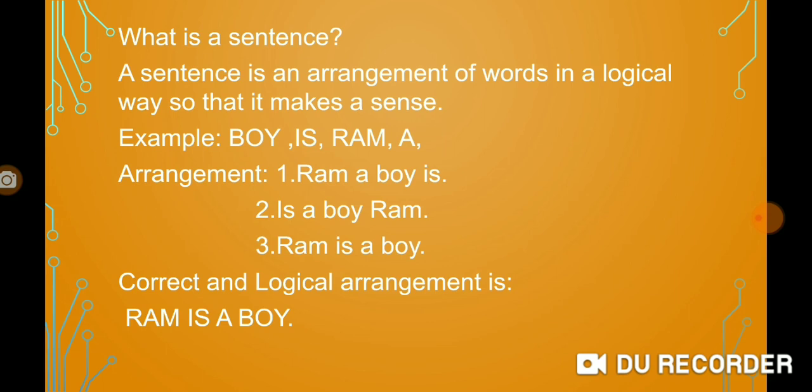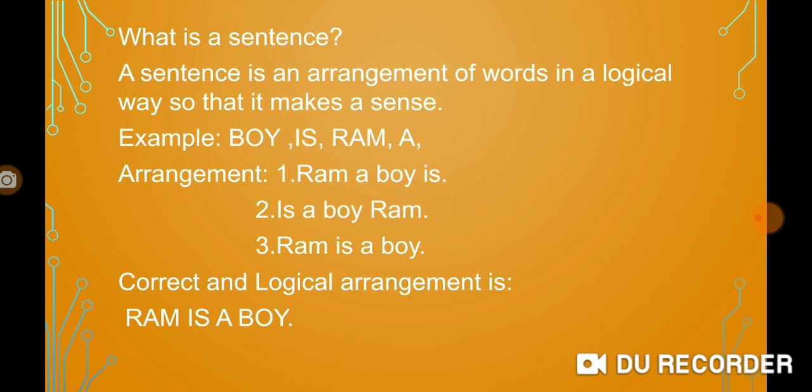The second thing that we get to know from the definition of the sentence is that not only should the arrangement of words be done in a logical way, but it must give out a sense. It must make sense. If it doesn't make sense, then the arrangement of the words does not qualify to be a sentence. We cannot call it a sentence.